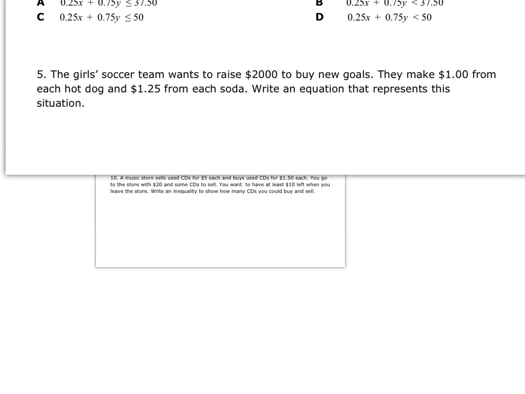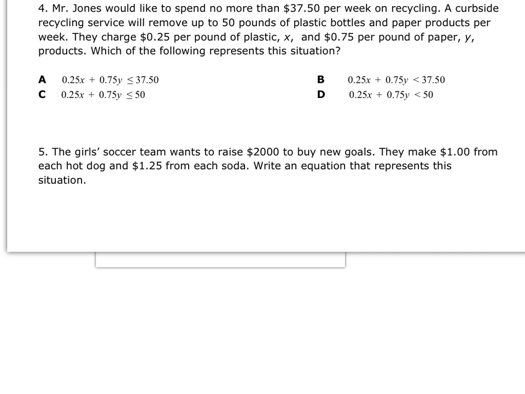All right. So 5 says, the girls' soccer team wants to raise $2,000 to buy new goals. They make $1 from each hot dog and $1.25 from each soda. I should have said they sell at a fundraiser, right? So we're going to write an equation, actually an inequality, that represents this situation.